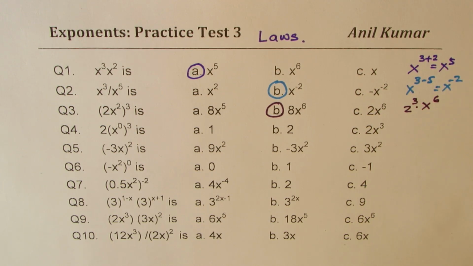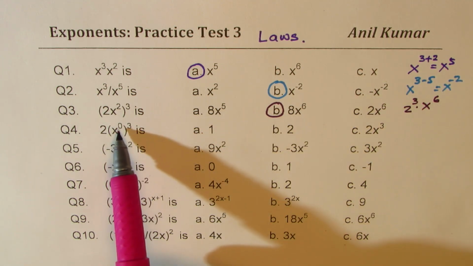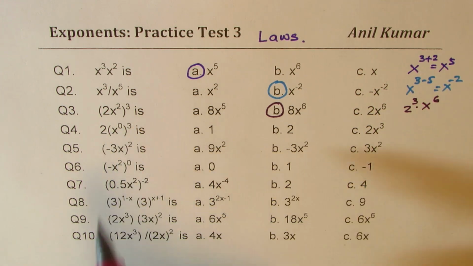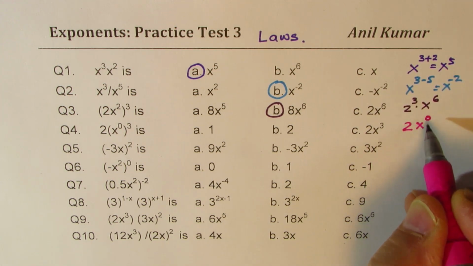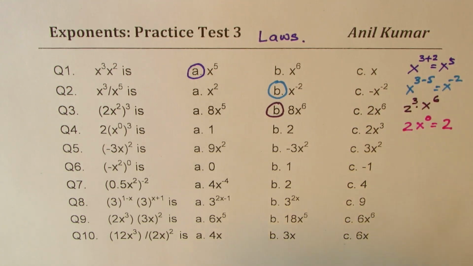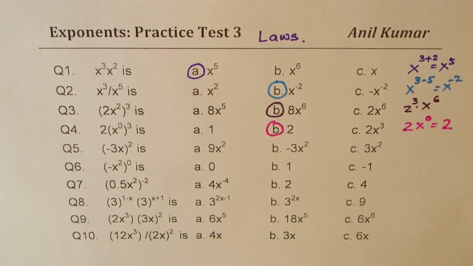That is kind of important to understand, right? Let's move on. Question number 4. 2 times x to the power of 0, whole to the power of 3. So when you apply the power rule, 3 gets multiplied with 0, so it becomes 0. But 2 is outside, so don't cube 2, right? So what we get here is 2 is outside, x to the power of 0. Anything to the power of 0 is 1, so the answer should be 2. And therefore, B is the right option.